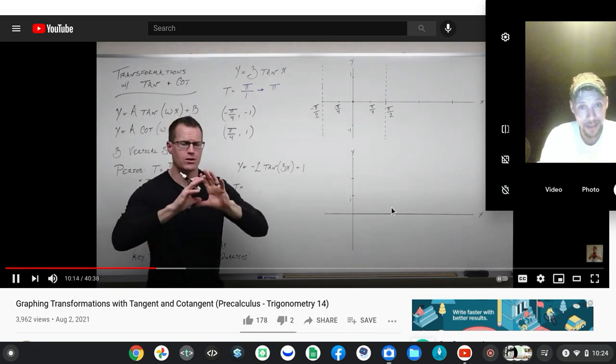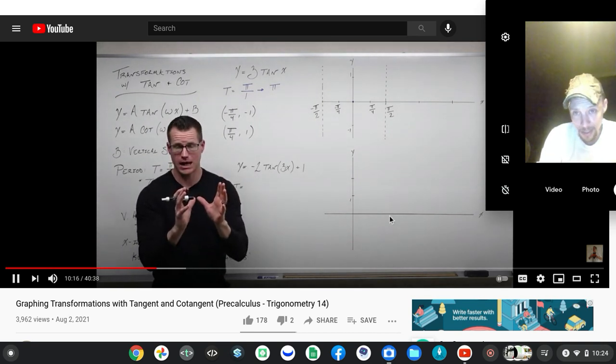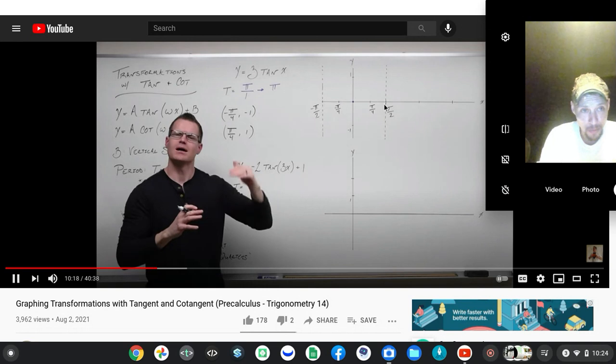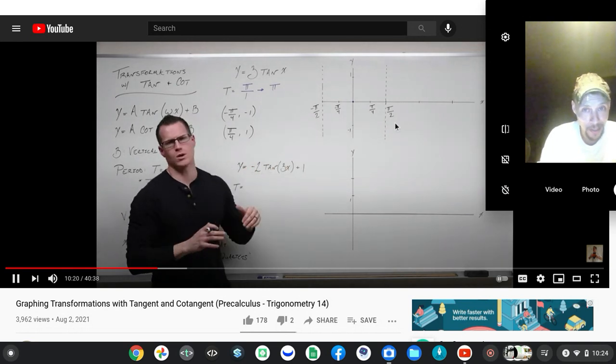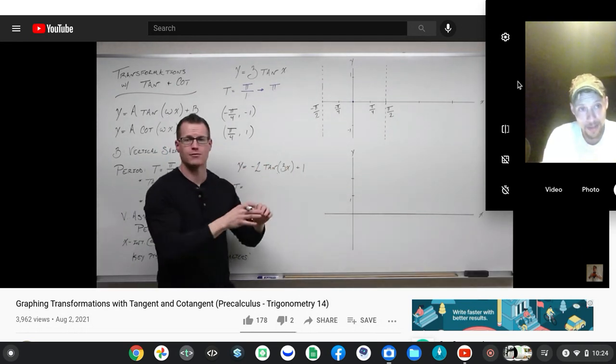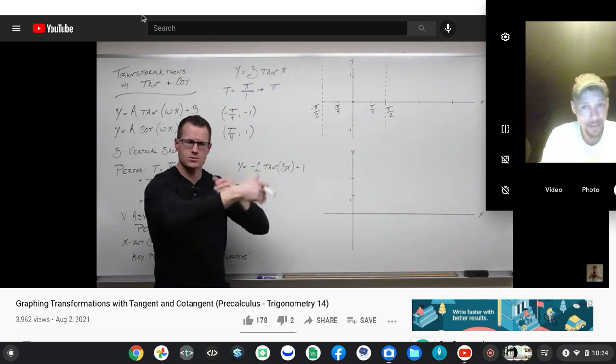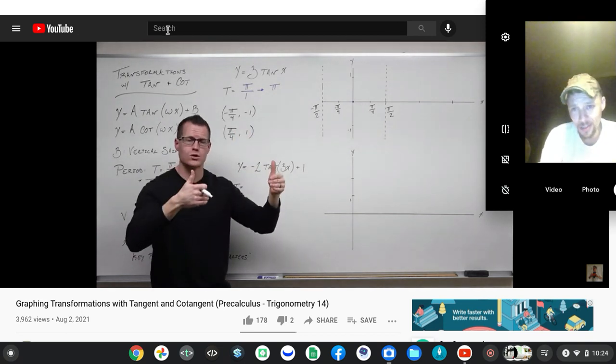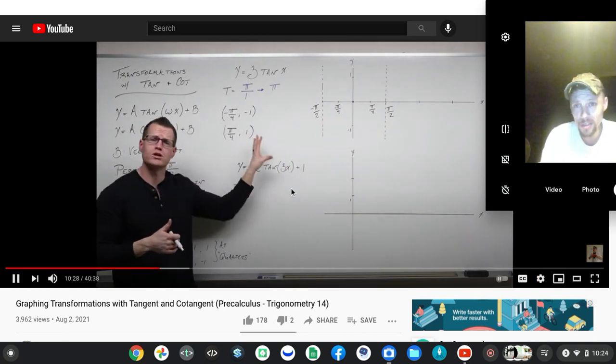So the whole trick is that we go cyclic through the key points on tangent. Find your period, find your center, your asymptote, your x-intercept, put it on the graph, and then find the quarters and put them on the graph. Those are the key points.